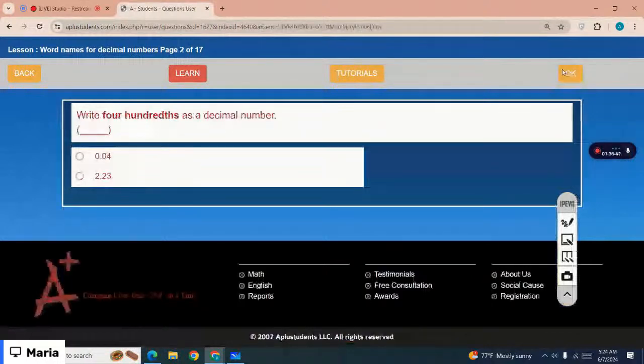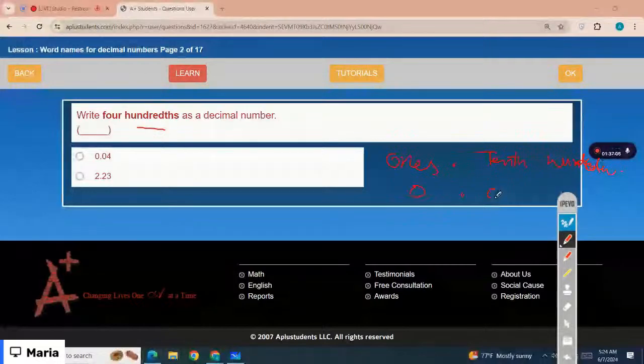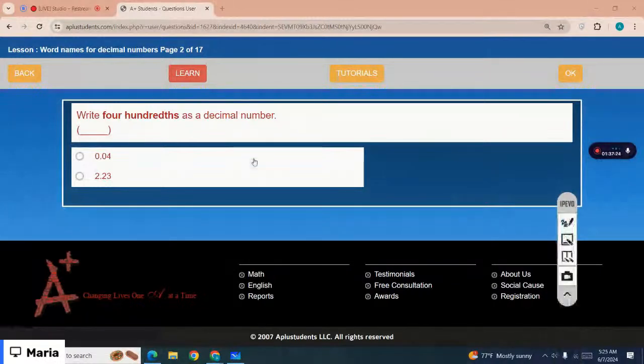Write 4 hundredths as a decimal number. So how do we write 4 hundredths? Basically, the word hundredth tells you the position of 4. That means 4 must be at the hundredth position. So if we make the place value chart, here is 0, here is 0. You are just given 4 hundredths. So it would be 0.04. The correct option is 0.04. Option number 1 is the correct option.